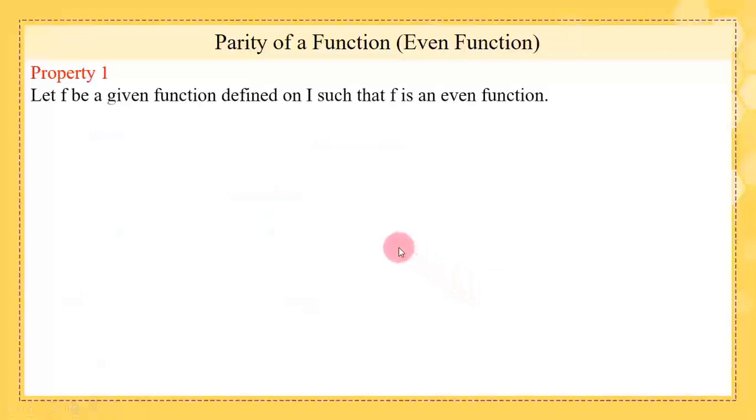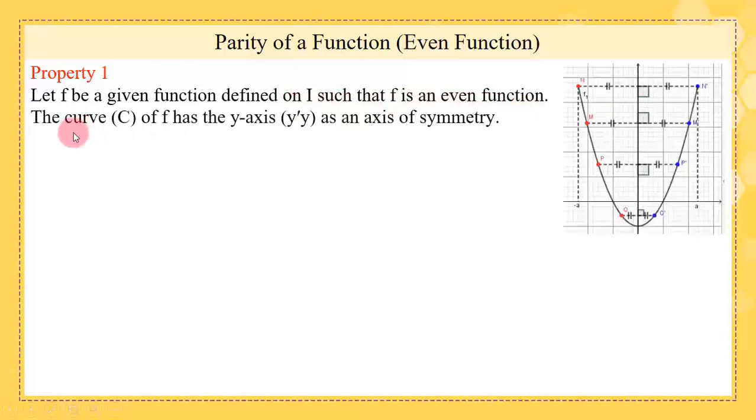Property number 1. Let f be a function defined on I such that f is an even function. The curve C of f has the y-axis as an axis of symmetry. If you look at the figure, every point that belongs to the curve, its symmetric with respect to y prime y also belongs to this curve.